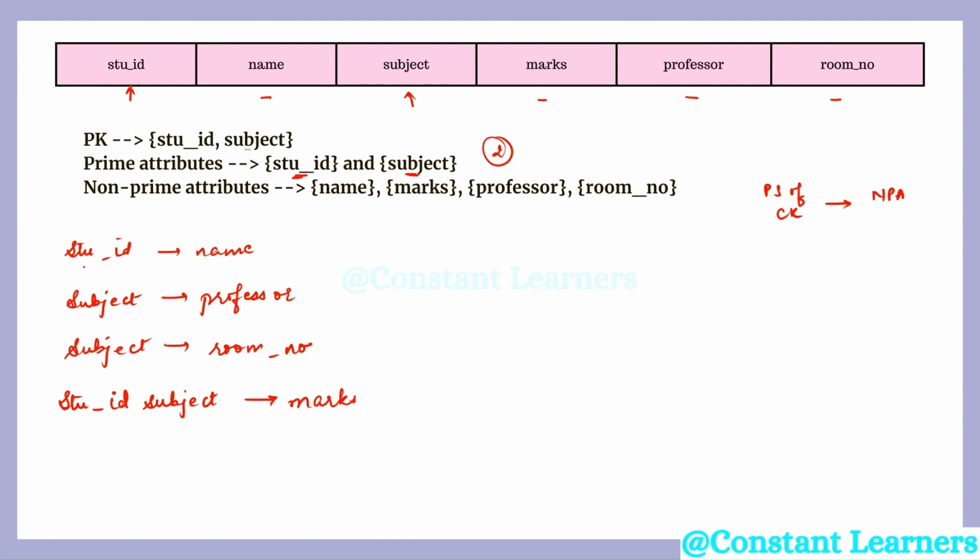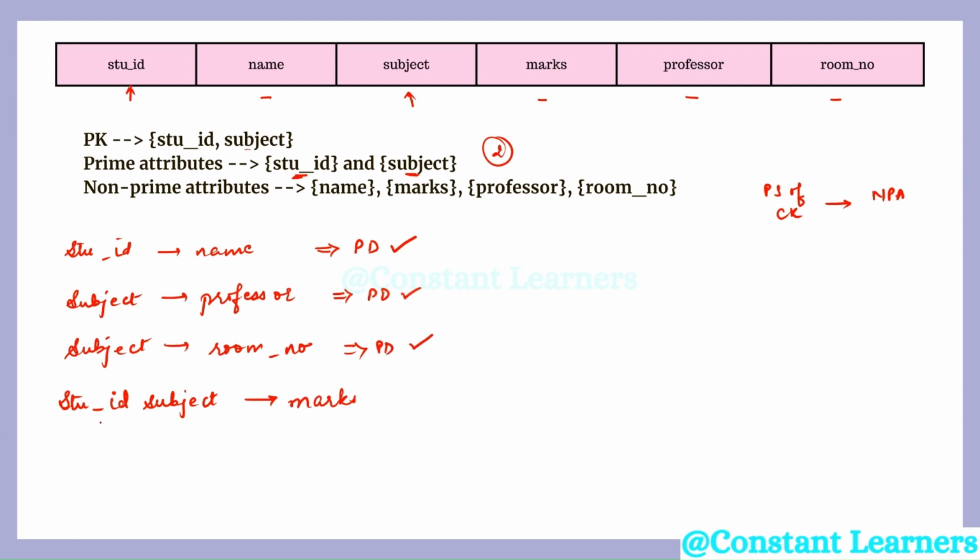Alright. So in this case, student ID is determining the name. Now student ID is a proper subset of the candidate key. So we can say that partial dependency exists. Then subject is also a proper subset of the candidate key, right? Again, it is determining a non-prime attribute. So here also partial dependency exists. Then again, subject is determining the room number. Room number is a non-prime attribute and subject is a proper subset of the primary key or candidate key, right? So again, partial dependency exists.